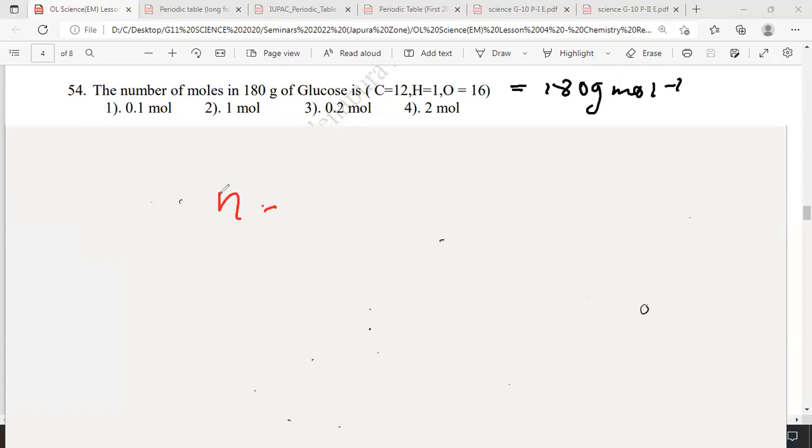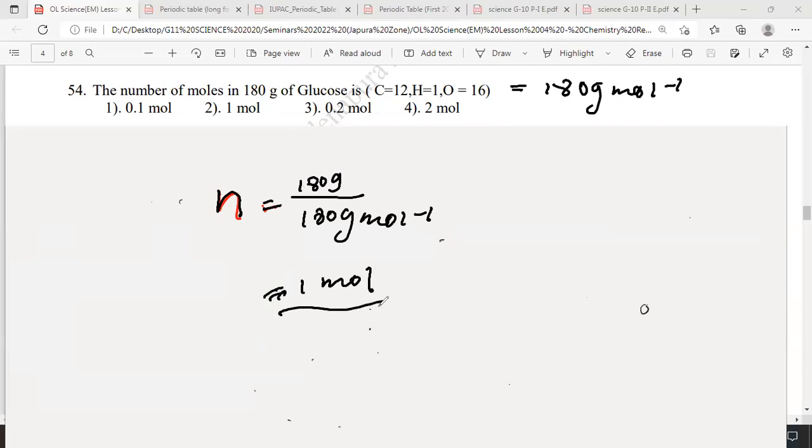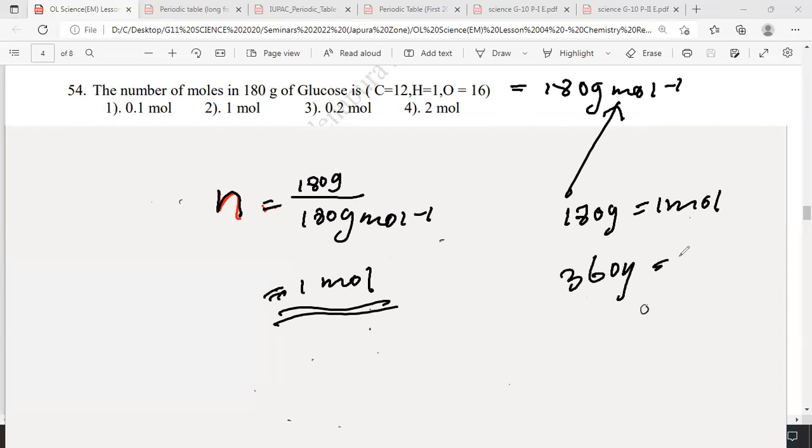180 grams per mole. So number of moles equals 180 grams divided by 180, because the mass is 180 and the molar mass is also 180. Grams get cancelled, then you get just 1 mole. What is the meaning of 180 grams per mole? It means 180 grams equals 1 mole. If you get 360 grams, it will be 2 moles.